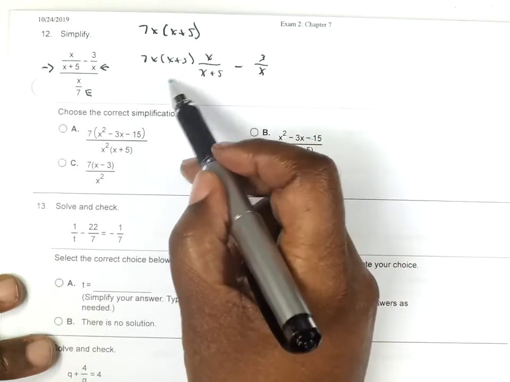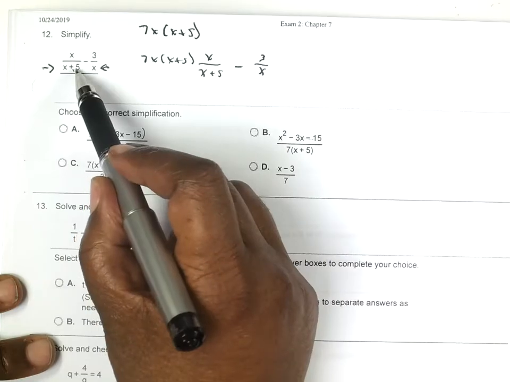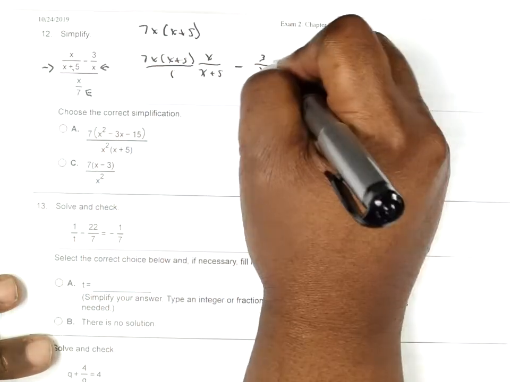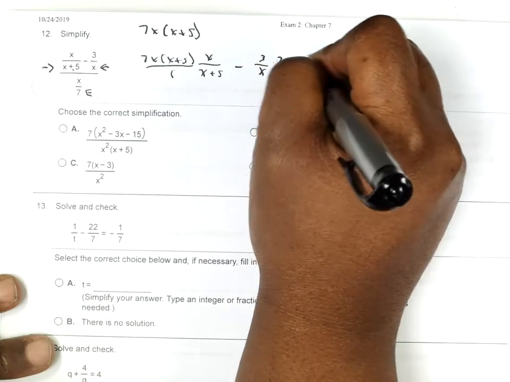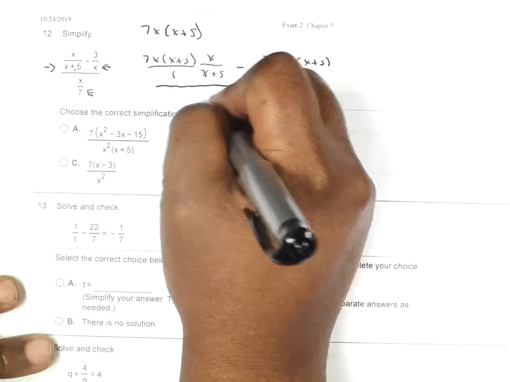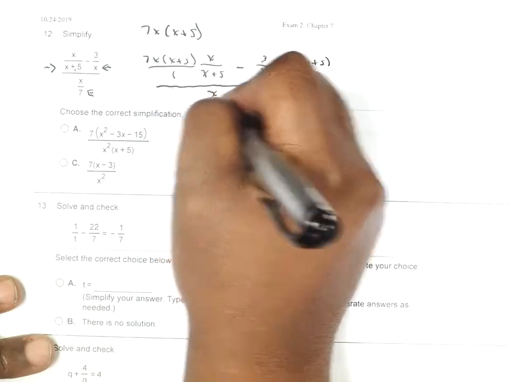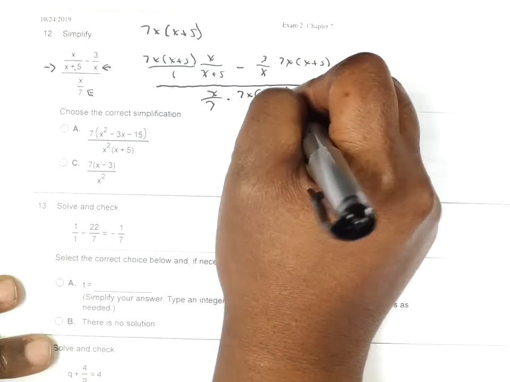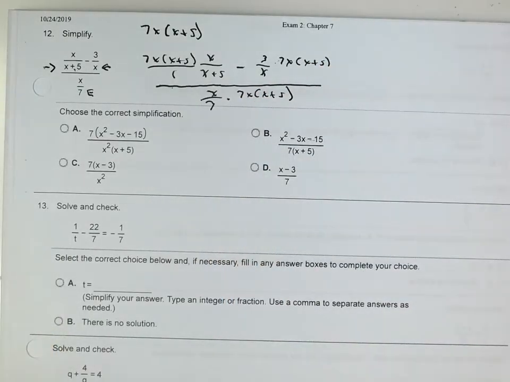So I have the 7x times x plus 5 times the x plus 5. And then I have the minus 3x. I'll put a 1 underneath that. And that has to be multiplied by 7x times x plus 5. And on the bottom, I had x over 7. And that has to be multiplied by 7x times x plus 5. So all of those were distributed.